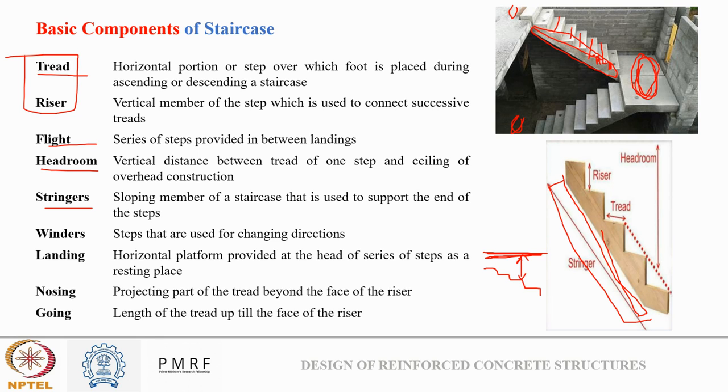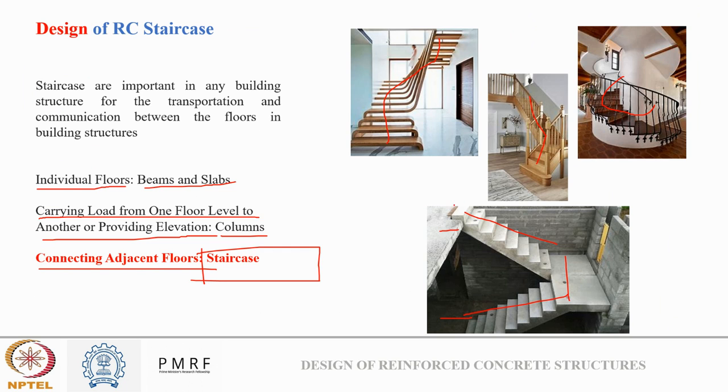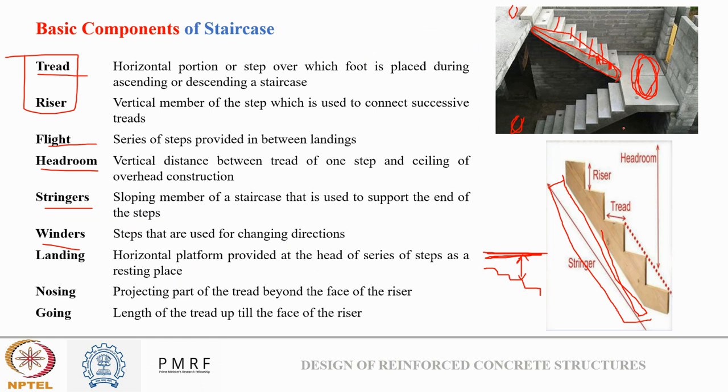This slab-like thing is known as the stringer. Winders are steps used for changing direction. If I go to the previous slide, when we have circular steps, these steps are known as winders, which are not rectangular in shape but more triangular. Landings: the horizontal platform provided at the head of each step as a resting place.